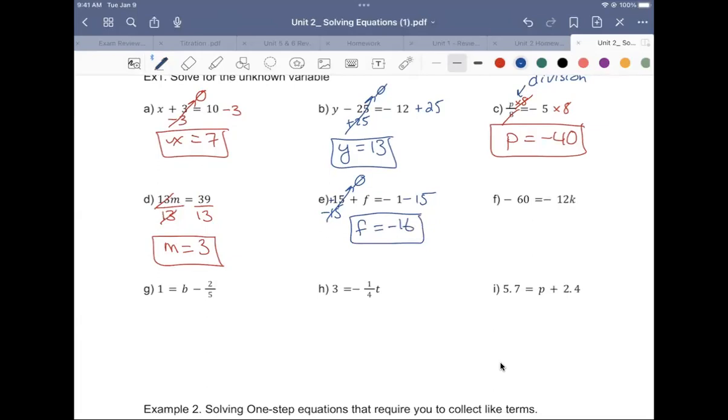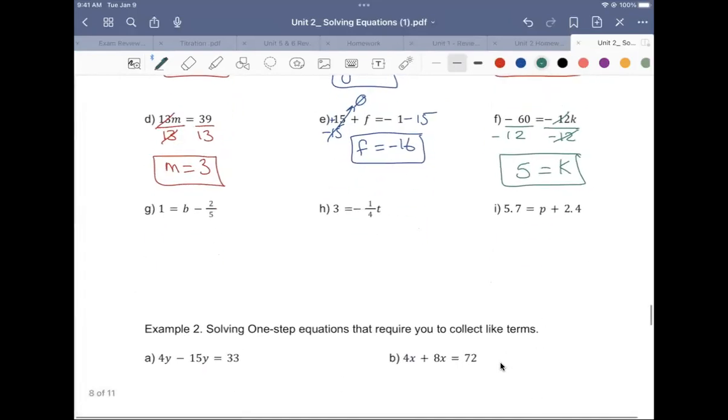Now I have negative 60 equals negative 12k. I can see that it is negative 12 times k, so I need to divide by negative 12 to get k on its own. Whatever I do to one side, I must do to the other. So 5 is equal to k, because negative 60 divided by negative 12 is equal to k.